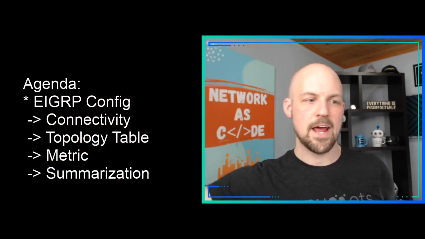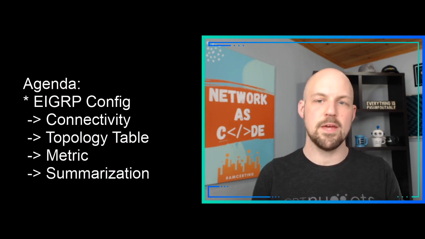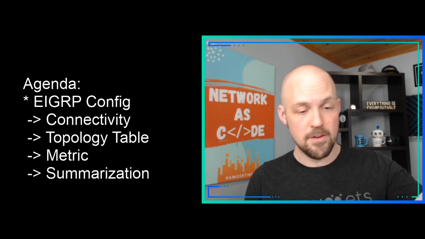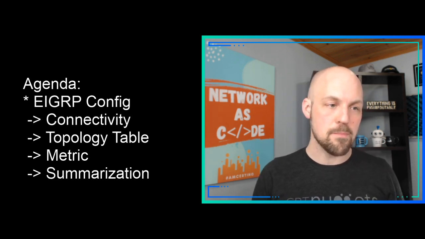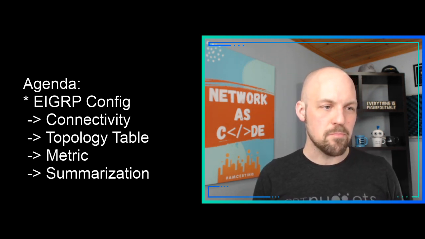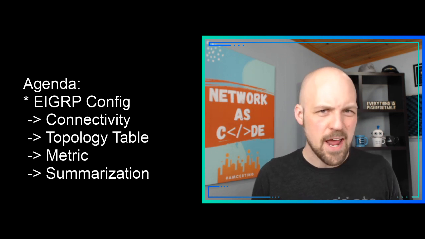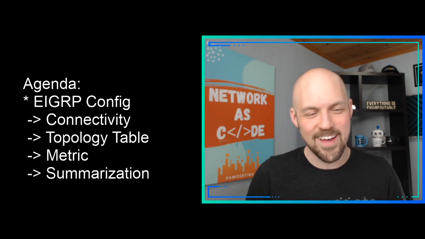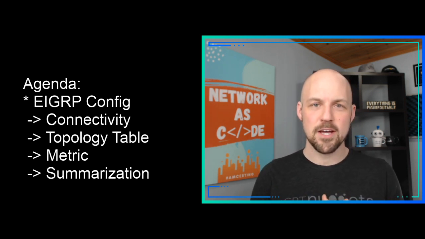Let's take a look at the agenda tonight. We're walking all the way through EIGRP configuration. Last week we did OSPF. This week we're going to have some fun with EIGRP. Probably go a little bit beyond CCNA tonight. We're going to be drilling into the topology table. Hope nobody minds going a little too deep. Hopefully it'll be a good conversation.